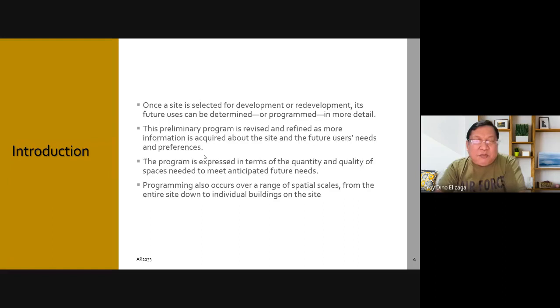The program is expressed in terms of the quantity and quality of spaces needed to meet anticipated future needs. So we're talking now about numbers, more numbers. Programming also occurs over a range of spatial scales from the entire site down to individual buildings on the site. If we're programming for a building, we're talking about rooms, but if we're talking about a site, we're talking about zones and building structures.